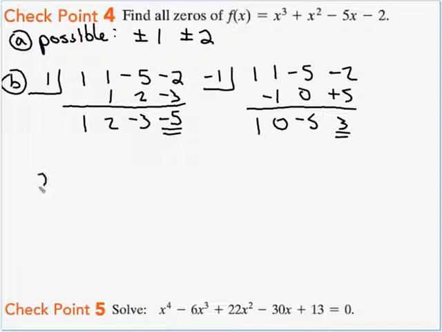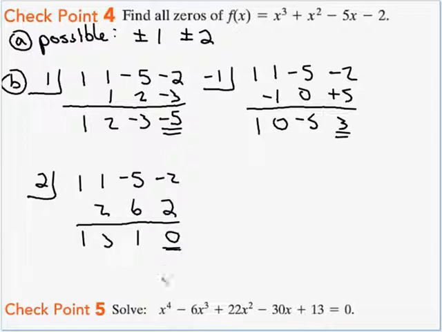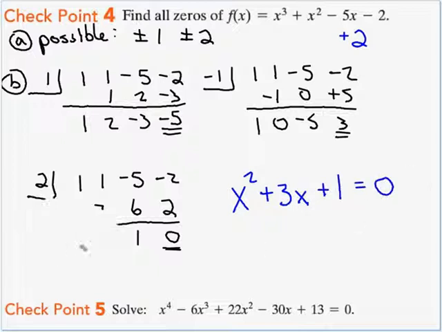2 and negative 2 are up to bat next. So 2 into the same coefficients. Drop the 1, multiply and add, multiply. Oh, look at that, jackpot. We got a positive 2 is one of our roots. So I'm going to come back up here in blue. Positive 2 is a root, and we have reduced our third power polynomial down to a second power. So now it is x squared plus 3x plus 1, and we want to find the zeros, or the solution, so we'll set it equal to 0.